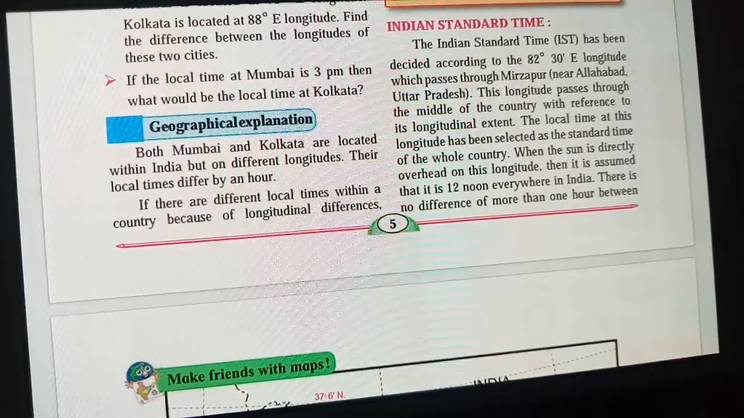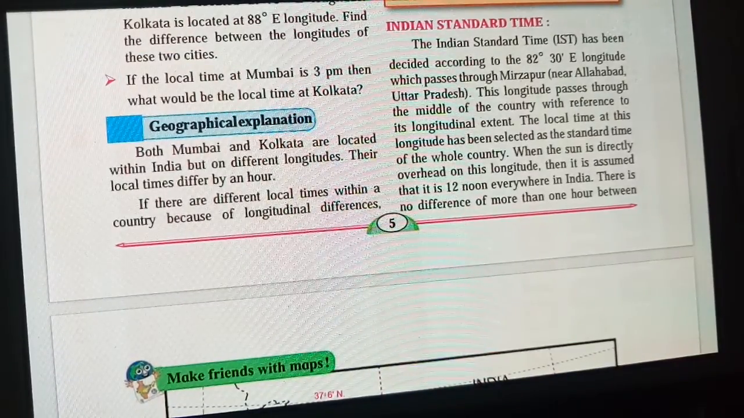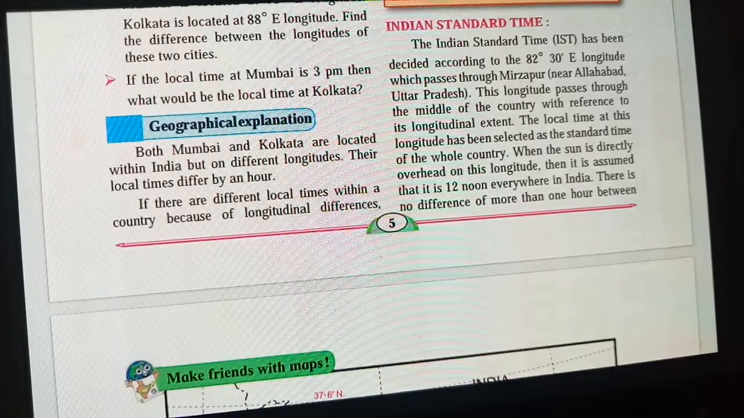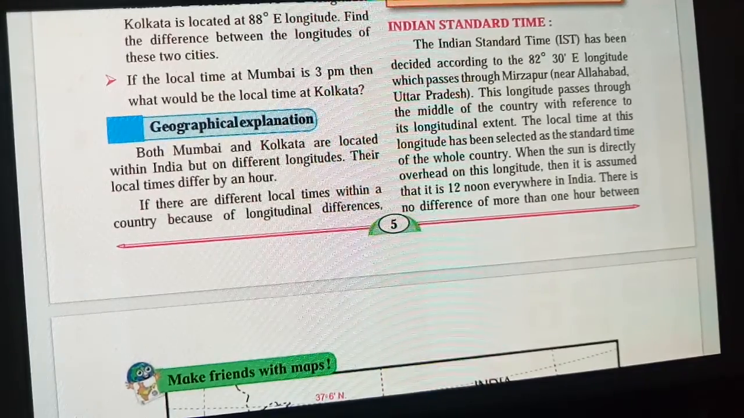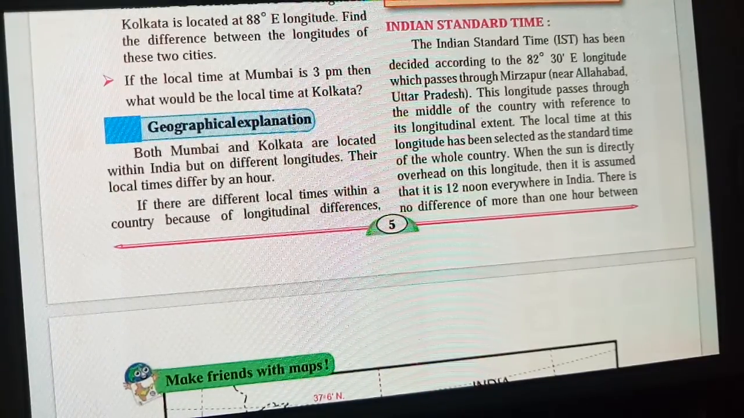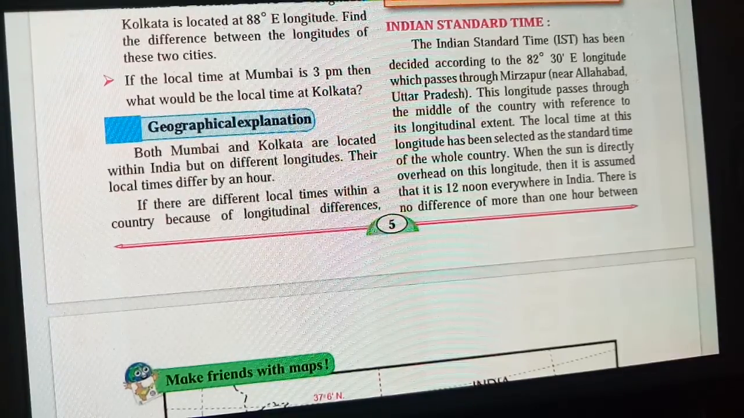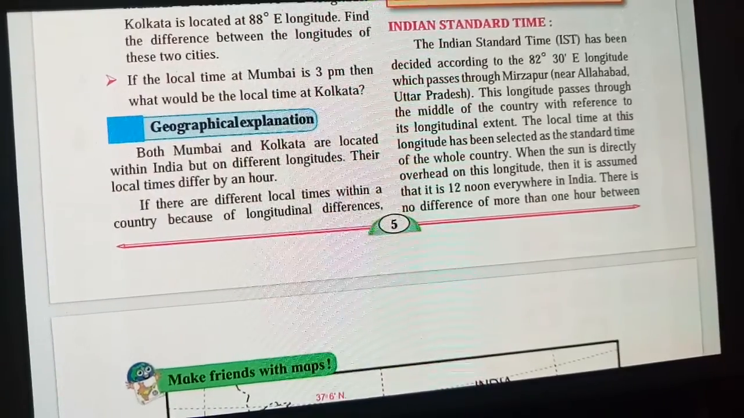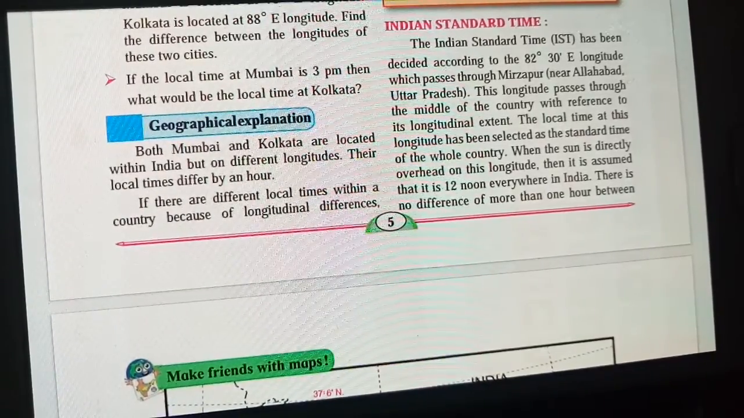See, both Mumbai and Kolkata are located within India. As you all know, Mumbai and Kolkata are in one country, but on different longitudes. So there are some differences in their longitudes. The local time differs by an hour. Like if it is 4 o'clock in Mumbai, then Kolkata will have 5 o'clock.